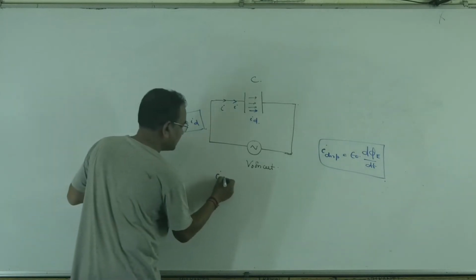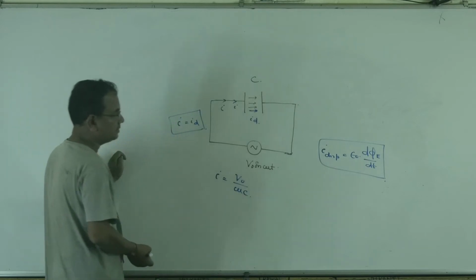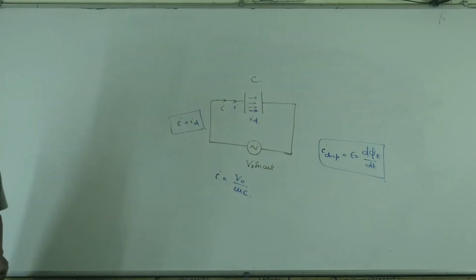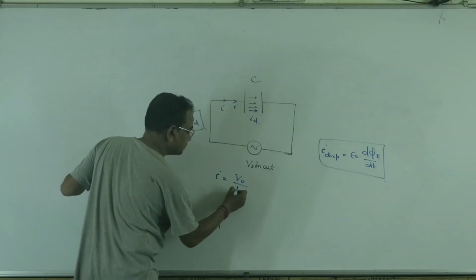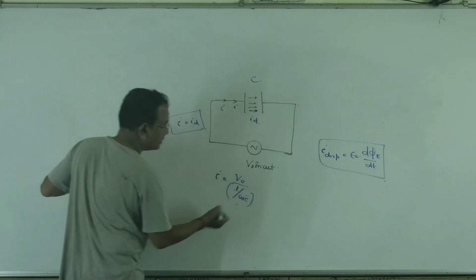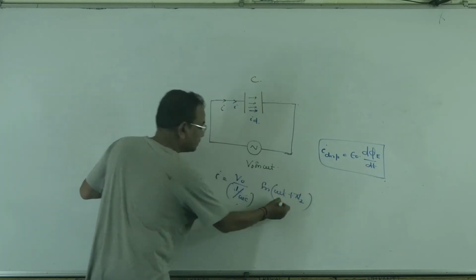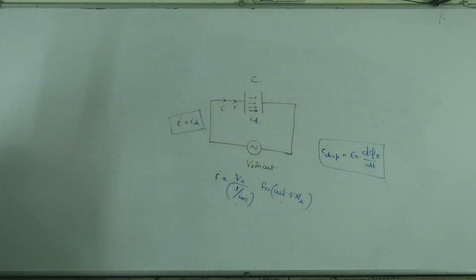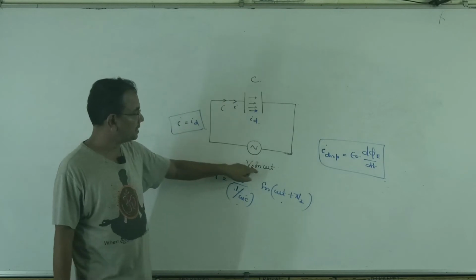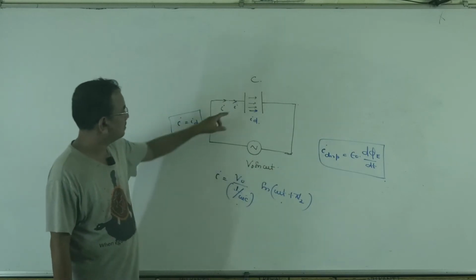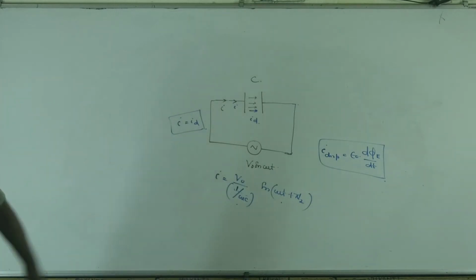So the current can be written as V naught by X, where X is 1 by omega C, into sin omega t plus pi by 2. Because in case of the capacitor, current leads voltage, and voltage has phase 0, so the current should get a phase pi by 2. This is the answer.